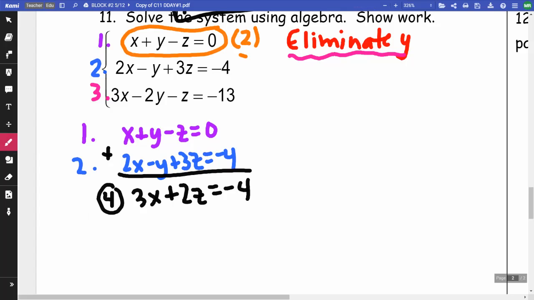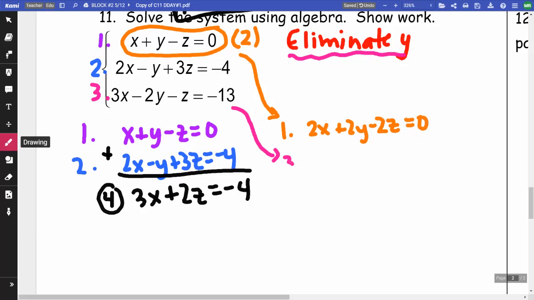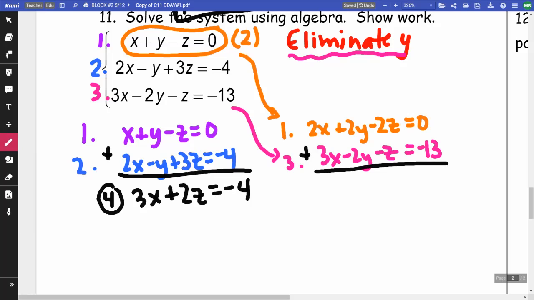Okay. And so I'm going to put that right here. So this is still equation 1. I'm going to multiply by a +2. So I get a 2x plus 2y minus 2z is equal to 0. And then I'm going to take the equation I have not used yet, which is number 3. So that's going to be a 3x minus 2y minus z equals -13. And when I add those two equations together, again, my y's cancel out. I'm going to get a 5x minus 3z equals a -13. I'm going to call this one equation 5.